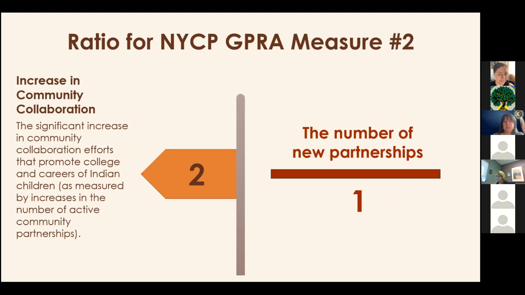So for this measure, and this might be an update for you, the bottom number is 1. The top number of your ratio is the number of new partnerships that you've secured within that reporting period, from October 1 through the end of March. So the number of new partnerships that you've acquired in that time. And the bottom number for everybody will be 1. Okay.